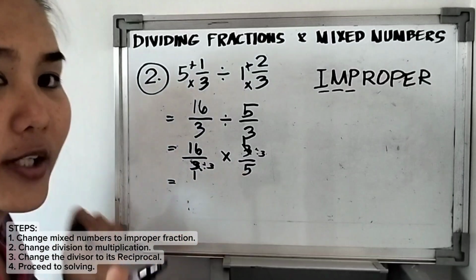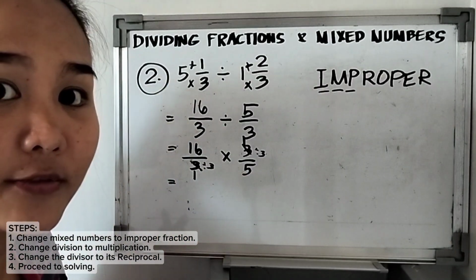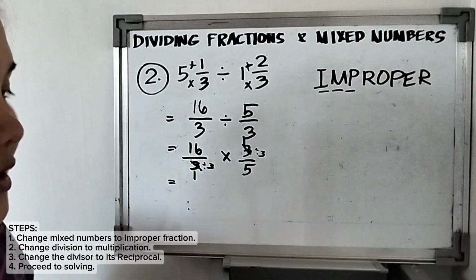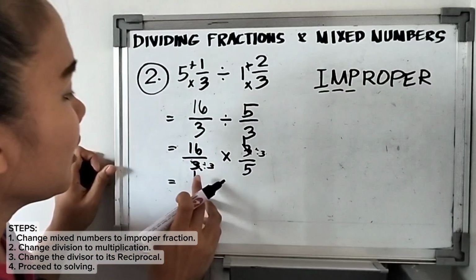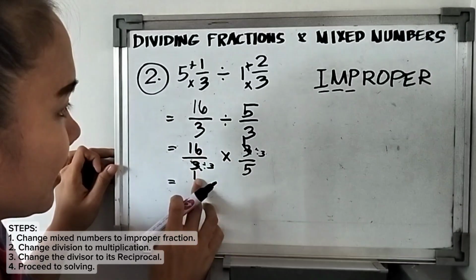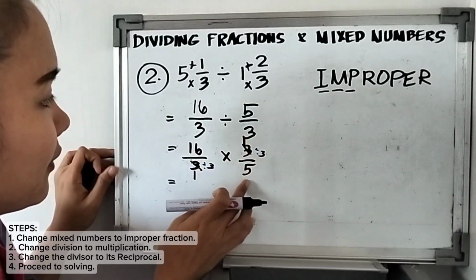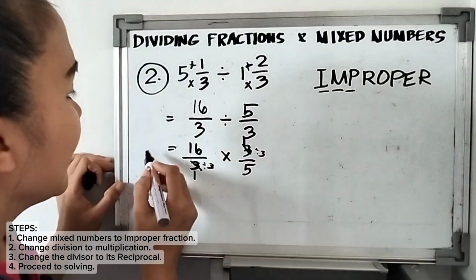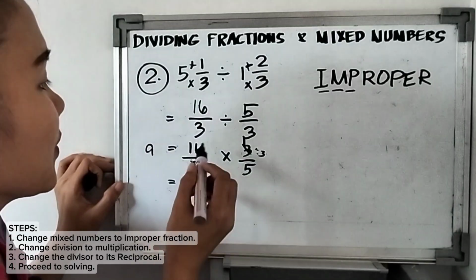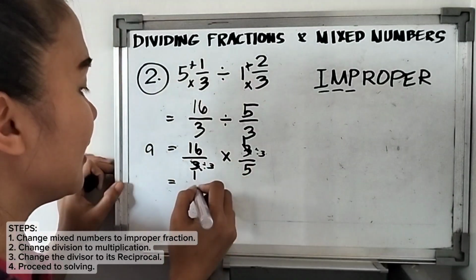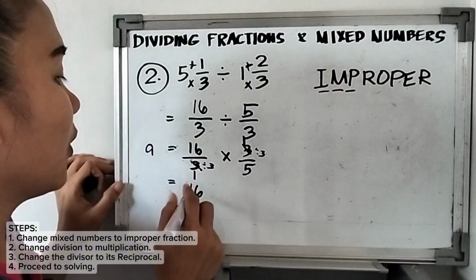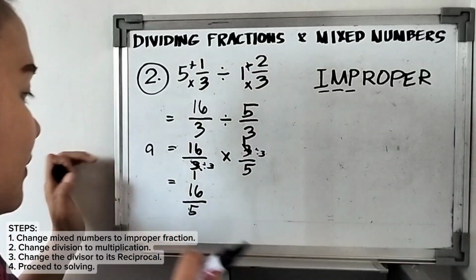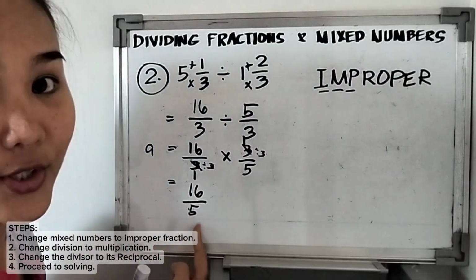Now, how about 16 and 5? Do they have a GCF or common factor? No, I think we don't have one. So the final numbers here are 16 over 1 and then 1 over 5. Let us now proceed to the operation. That is letter A. 16 times 1 equals 16, and over 1 times 5 equals 5. So that's the answer.